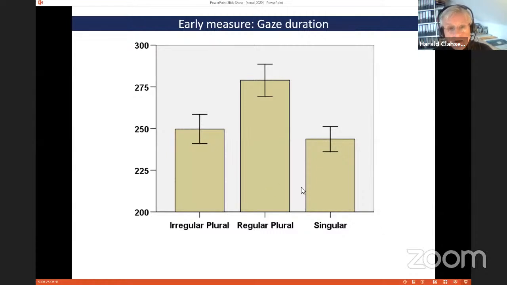And the 279 mean gaze duration for head nouns of compounds containing regular plurals was significantly longer than both the 250 gaze duration for head nouns of compounds with irregular and with singular non-heads. And there was no difference between irregular and singular. Okay, so at this early measure, the regular plural sticks out.